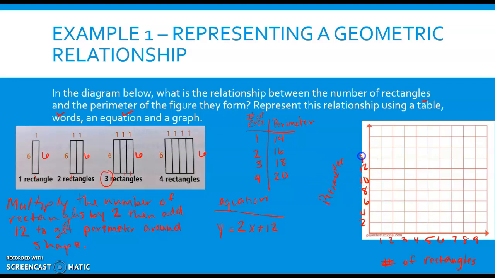All right, so from here, this is my XY coordinate. So if I'm going to write this as a point, it's 1, 14. So I'm going to go right 1, up 14. So there's 1, 14. Next one's going to be 2, 16. Then we've got 3, 18. And 4, 20. And there is our graph for this example. And that's how we do it.